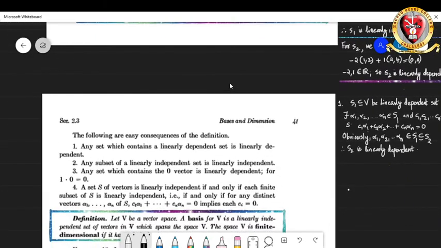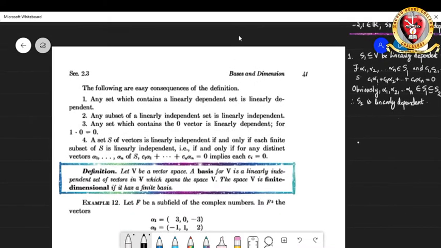And from that, we have some statements, numbered 1 to 4, which are left for you to prove. All of them are very easy statements.